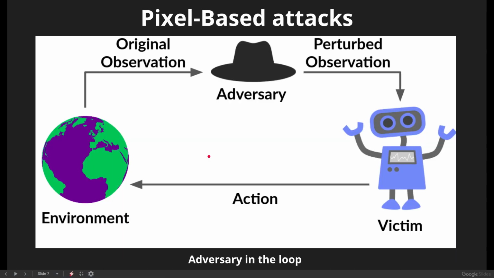Now talking about the pixel-based attacks, here we assume that the adversary is inside the agent environment loop. Recall the agent environment loop that we saw initially. Here we assume that the adversary can manipulate the observation that is fed to the agent, or the victim, from the environment. Also, the adversary need not have complete information about the agent itself. As I told, the attacks are also possible in black box scenarios.